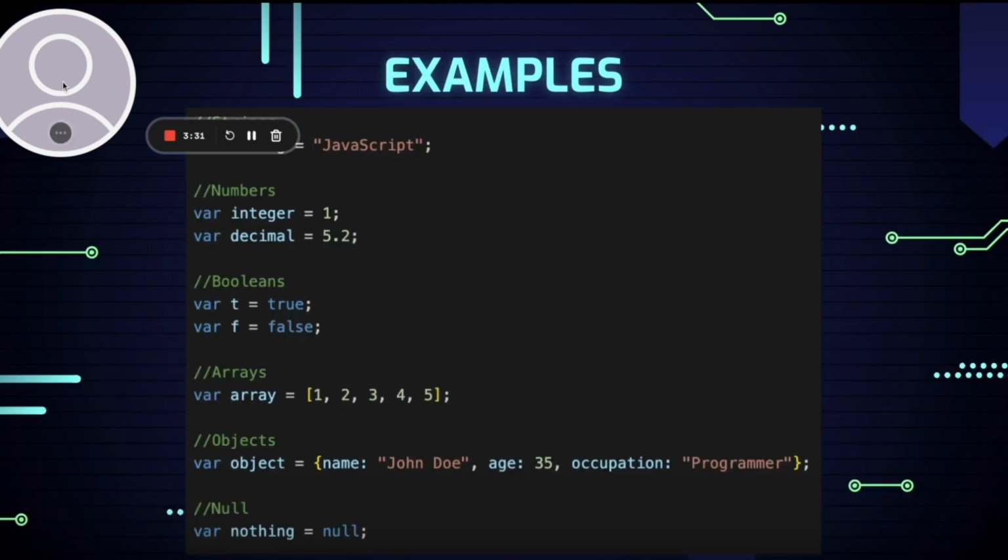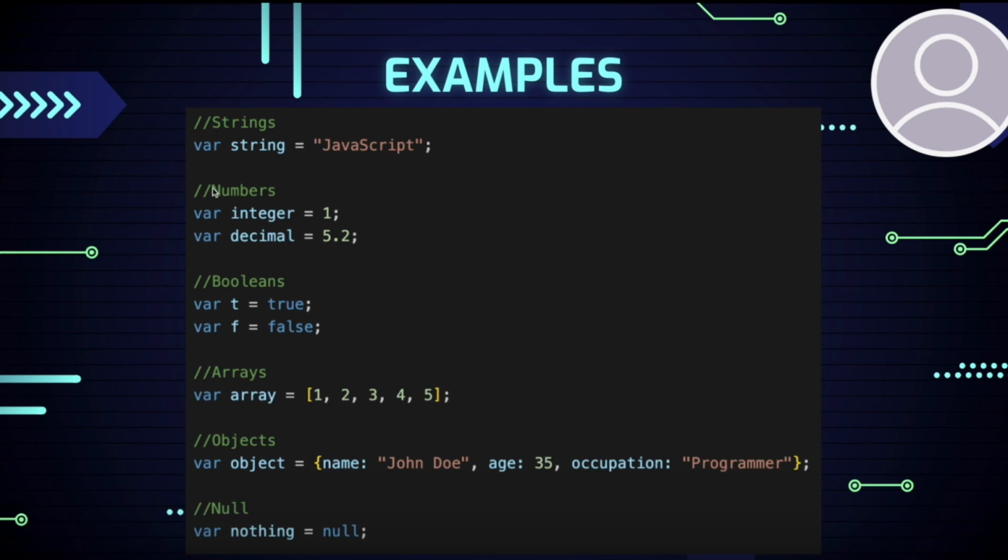So here are some examples. So this is how you would set a string. It's enclosed within double quotes. Numbers, this would be an integer, a decimal. Booleans, true and false. This is an array. This is an object using the JSON format with the curly braces and the property and its value, key value pairs. And this is just null.